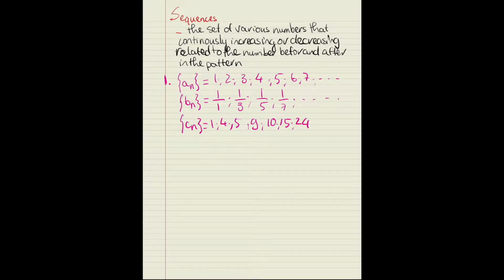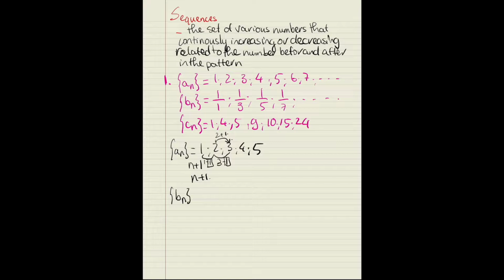So you can see the sequence A of n. The pattern of it is just like n plus 1, when it's 1, 2, 3, 4, 5. So 2 is equal to 1 plus 1, 3 equals 2 plus 1, but also 2 equals 3 minus 1. So you can see the pattern is just plus 1 or minus 1. Okay, so it is n plus 1.